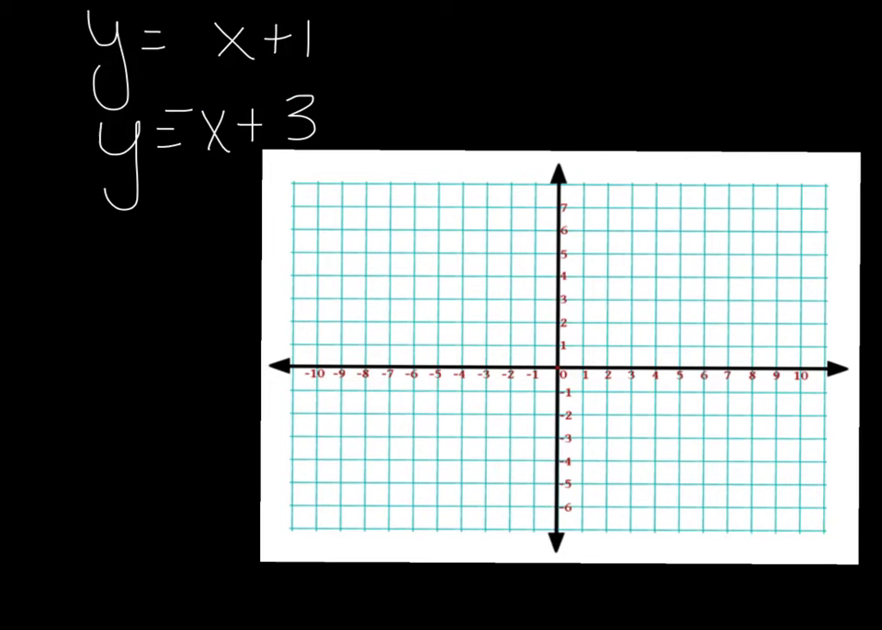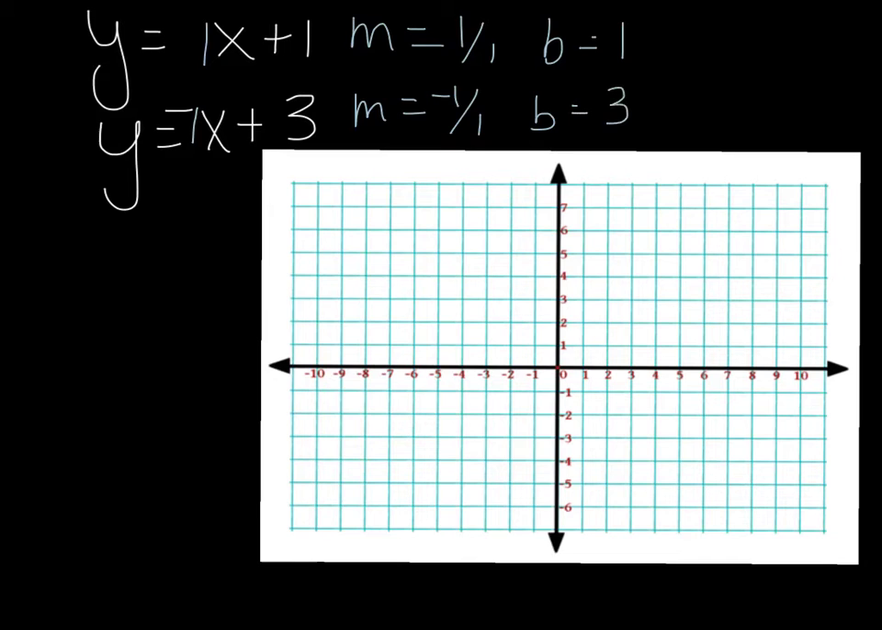Here's another example. We want to get both these graphed. Our first line has a slope of 1 over 1 because 1 is before the x, and it has a y-intercept of 1 as well. Our second line has a slope of negative 1 over 1 with a y-intercept of 3. Let's start with the first one. We're going to start at 1, put a dot, and then go up 1, right 1, up 1, right 1. We're going to keep doing that, or we could go down 1, left 1.